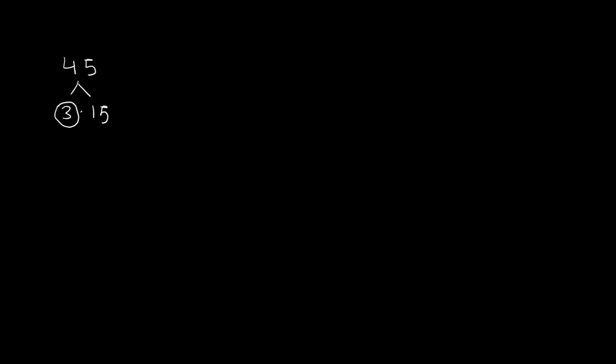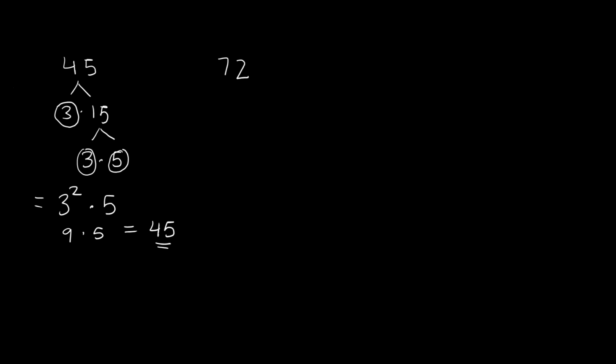I circled 3 to remind me that it's a prime number. It can only be divided by 1 and itself. Now 3 times 5 will give me 15. I stop here because 3 is a prime number and 5 is also a prime number. Now I have two 3's, so I can write it as 3 to the second power times 5. Now 3 times 3 is 9, and 9 times 5 will give me 45. So it means that we factored this number perfectly.